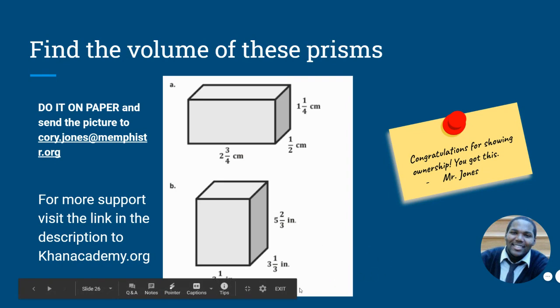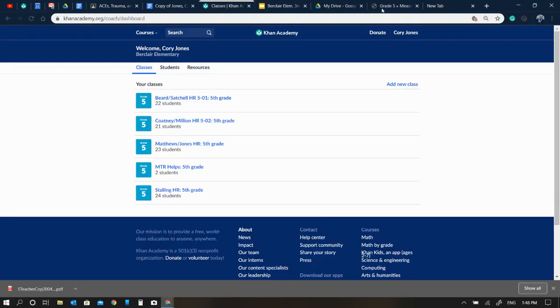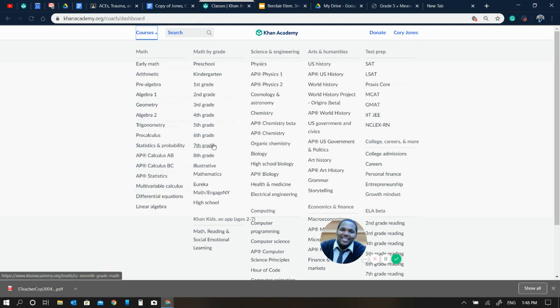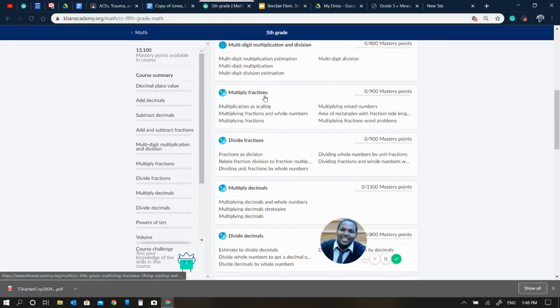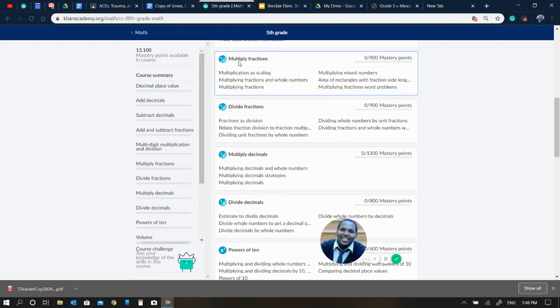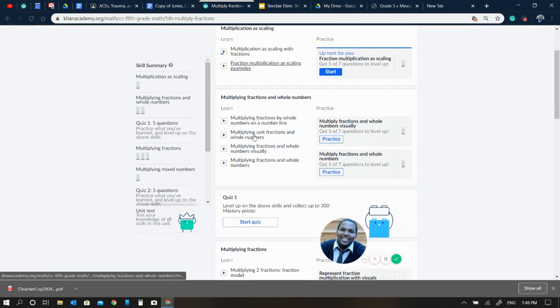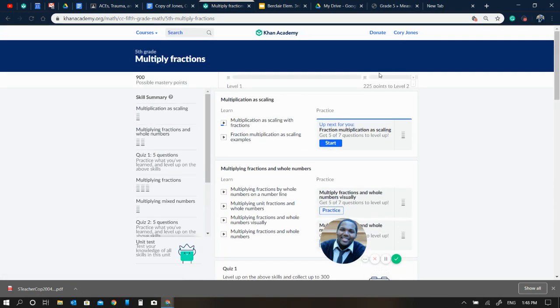And actually, really quick before we go, I just want to show you guys how to get onto Khan. So here are our classes right here. I told you I got everybody's class here. You can go down here to courses, 5th grade. And if you have not started, go here to multiply fractions. And you will remember and be refreshed on all these things. Because that's what we just got finished doing.